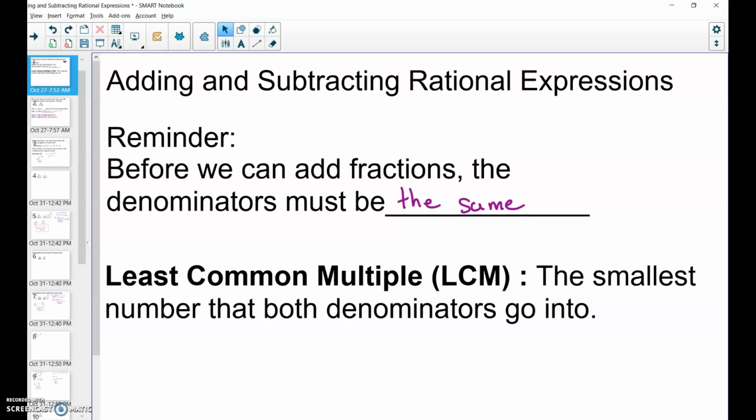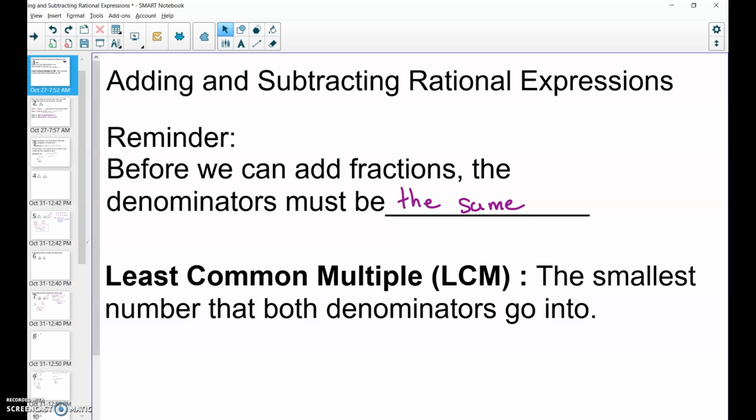Remember, rational expressions are very similar to fractions. So as we're working through this, think back to how you would add, for example, 1/2 and 3/4. Okay? So there's that reminder: your denominators when you add or subtract fractions have to be the same. It has to be the exact same number on the denominator in order for you to add or subtract the numerators together. We are going to be using least common multiple very often when we are adding and subtracting these rational expressions. So that's the smallest number that both denominators can go into, or both denominators are factors of.